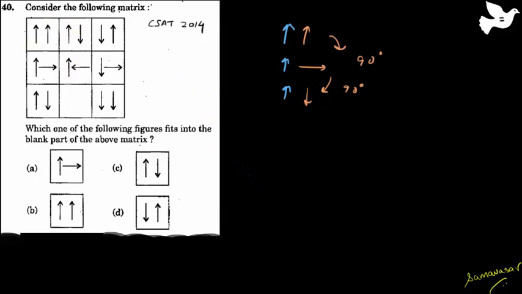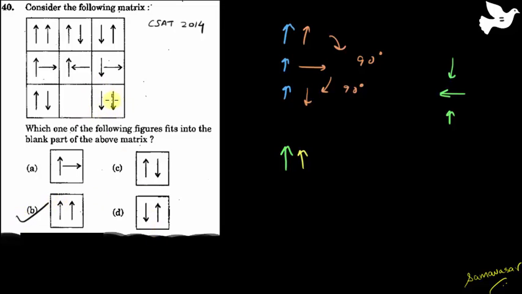So here what will happen? Here if you see, this is upwards, this is again upwards. Now my third column should also be upwards, going by this pattern. And now this is downwards. Then if I rotate it 90 degrees clockwise, it should come here, which is exactly what I have here. Now I need to rotate it 90 degrees again. It will go like this. So this is the answer choice that I should have, which is given here. So this is the correct answer choice.